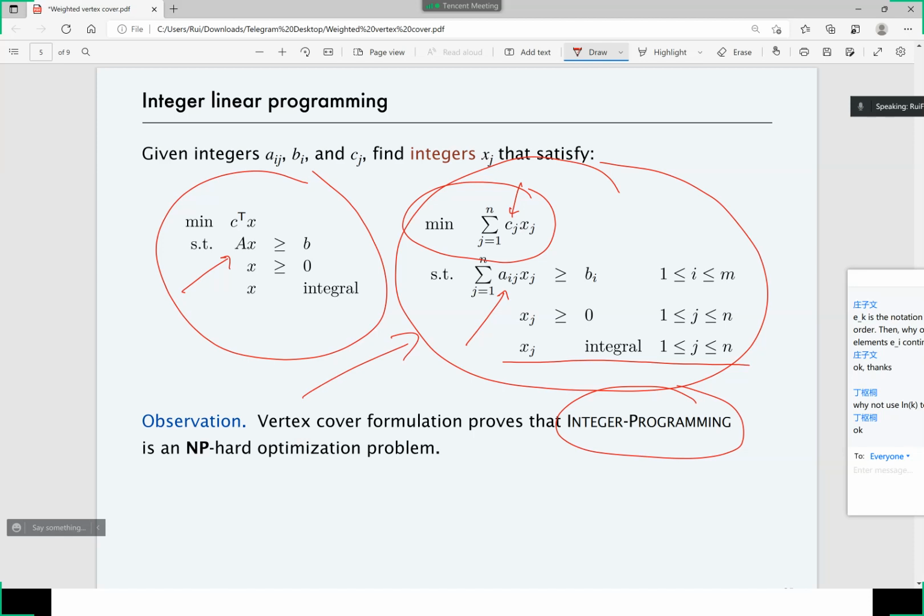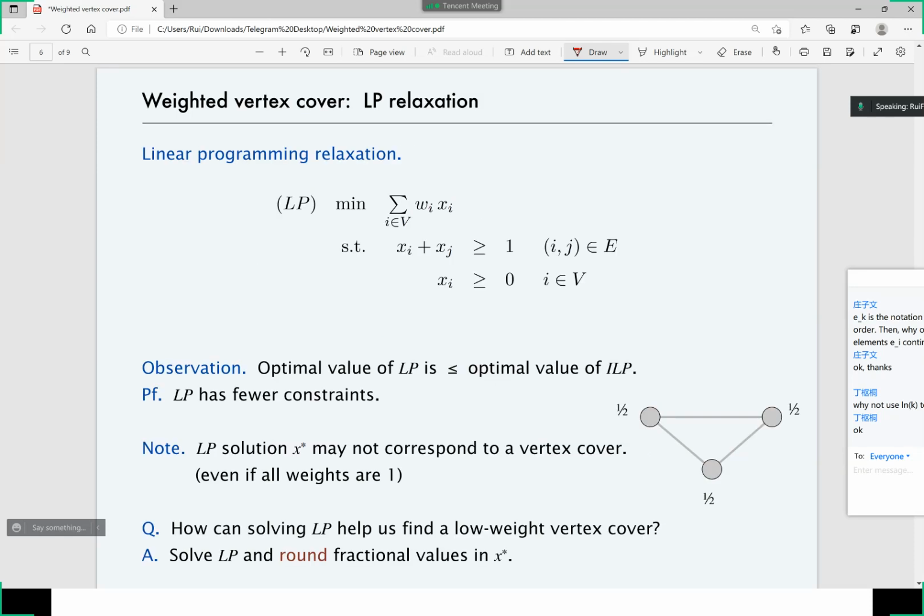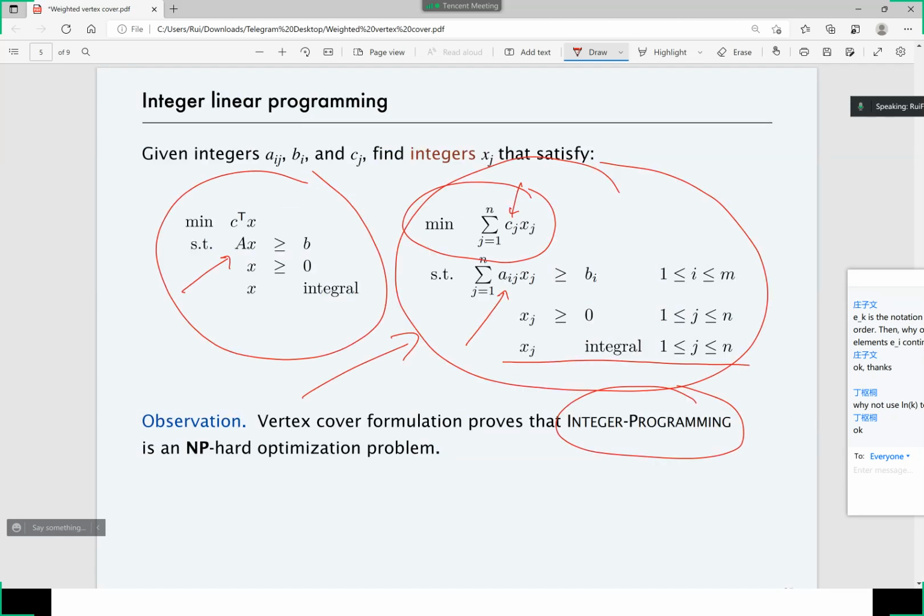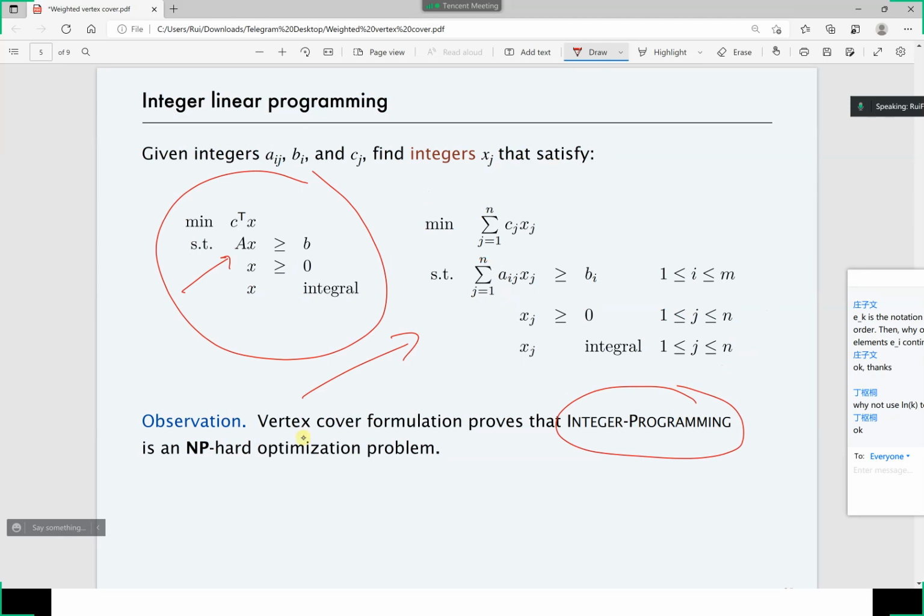So therefore, it seems like we haven't gotten anything by changing our problem to integer linear programming, because integer linear programming is still NP complete. However, we actually do get something by converting vertex cover to integer linear programming, which is that now we can convert integer linear programming to regular linear programming. The only difference is that we do not have this integrality constraint anymore. As soon as you take it out, the problem changes from being NP complete to polynomial time solvable.